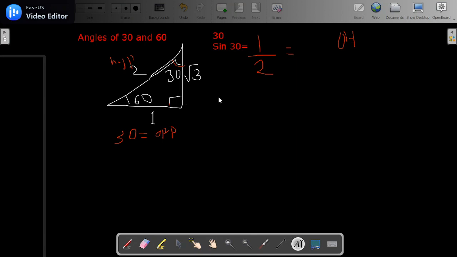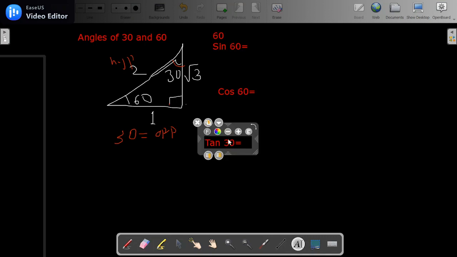Now let's work with the angle of 60 degrees. So now let's change this to 60 and this to 60 as well. So how do we do that?